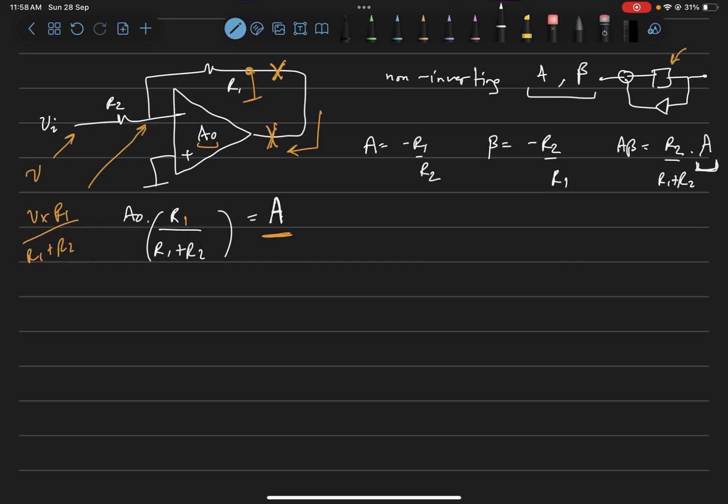Now if we wish to calculate the value of A beta, that will come out to be A times beta, and A is A0 into R1 by R1 plus R2, and beta will be minus R2 over R1.